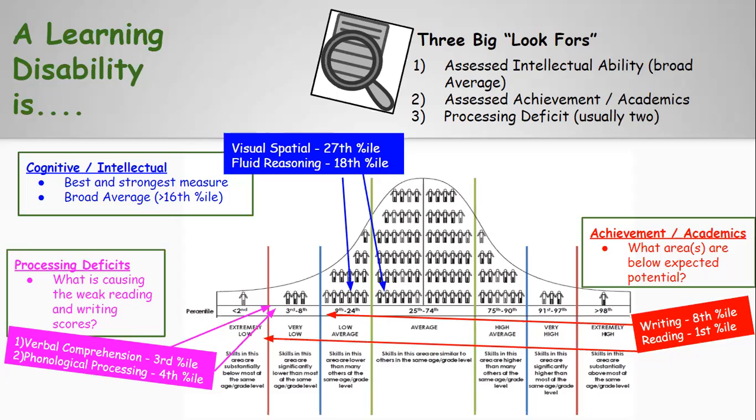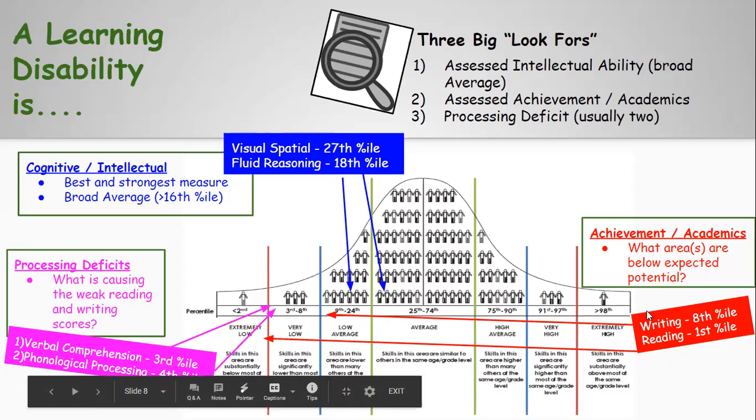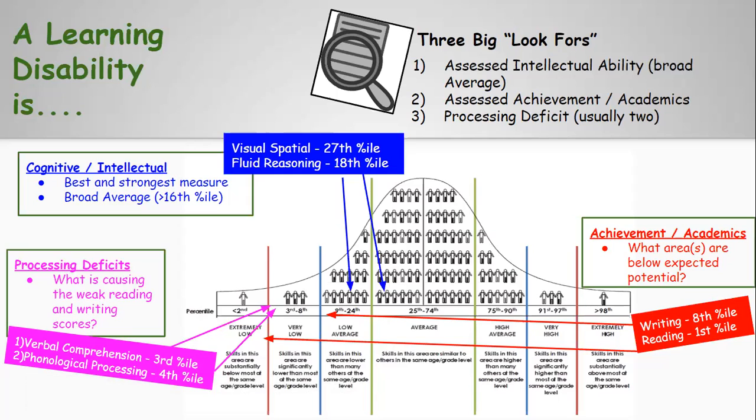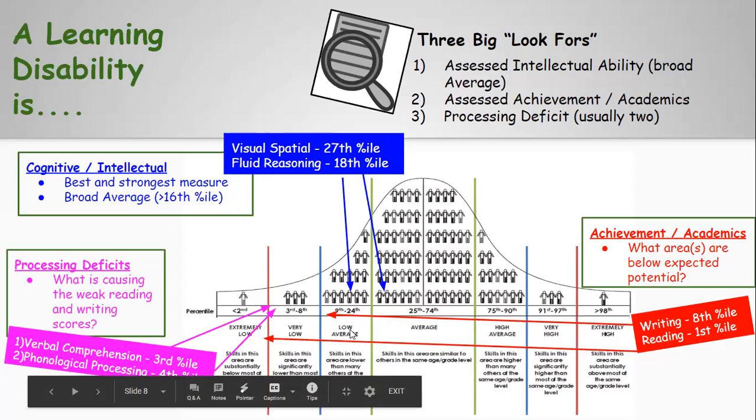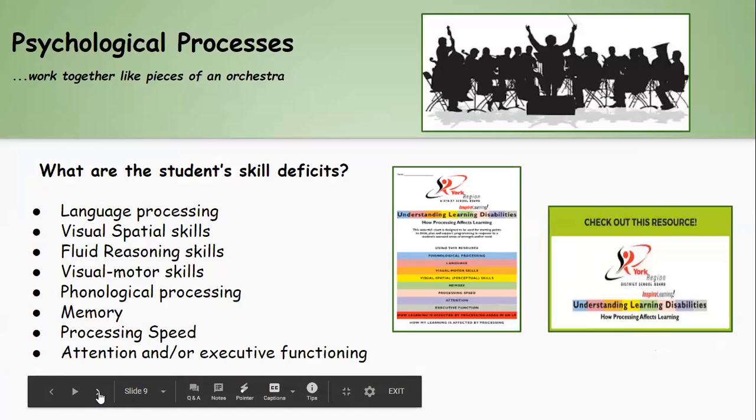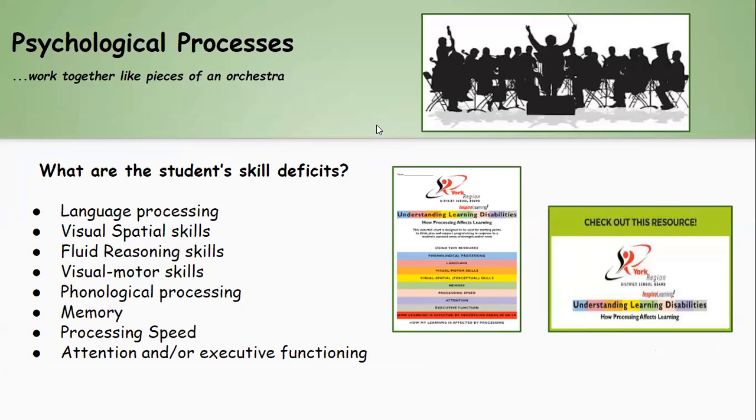So in this case, we have a phonological processing deficit at the 4th percentile and a verbal comprehension processing deficit at the 3rd percentile. Verbal comprehension is one of the big areas on the IQ test, and those areas can be used as processing weaknesses if they are below that cognitive potential. So this is sort of putting those three big look fors together in a visual graph for you. So in the next few slides, what we're going to do is have a look at the processing areas of weakness, so the psychological processes.